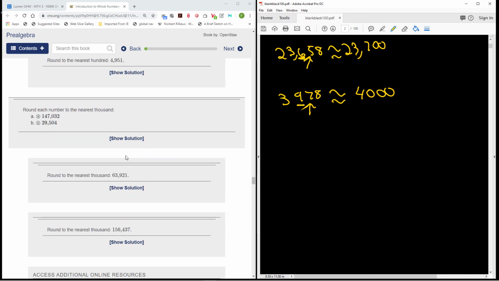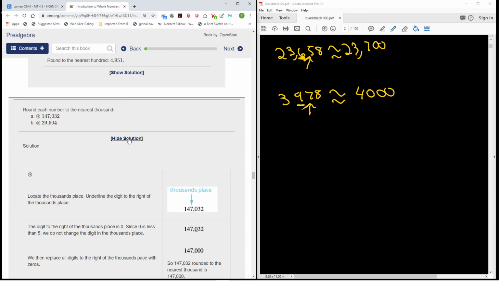Now they want us to do more with that. Round to the nearest 1,000 here. So the demo we have. Round to the nearest 1,000, so that's our thousands place. If it's 5 or greater, we round up, otherwise we round down. So in this case, it's less than 5. So the nearest 1,000 is going to be 147,000.